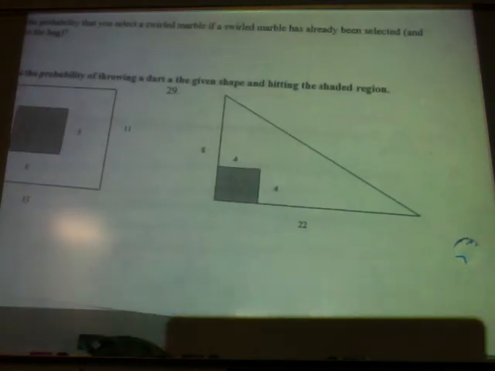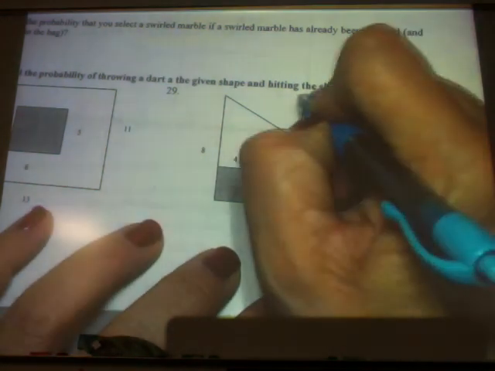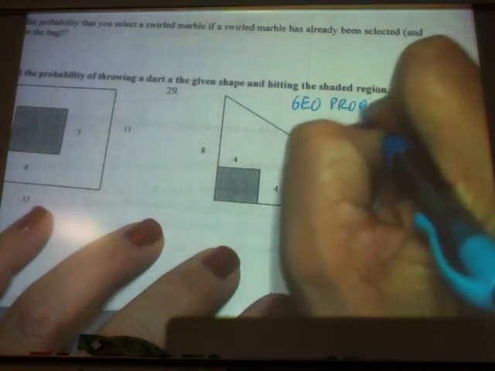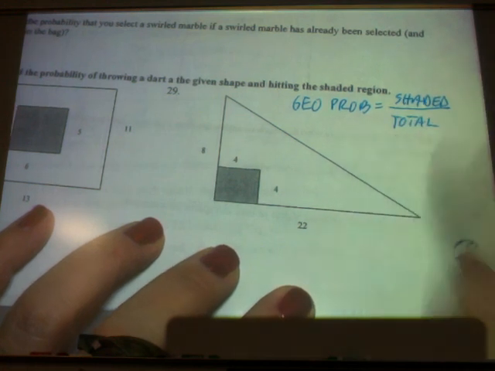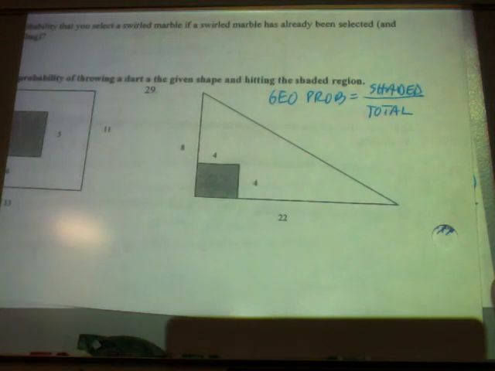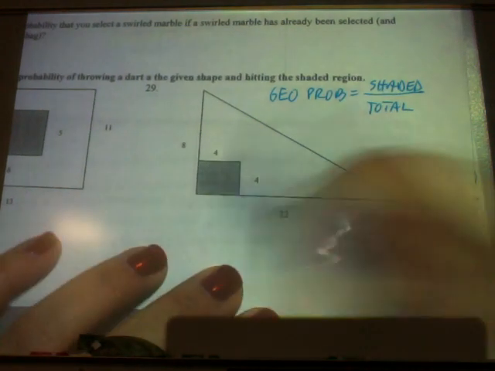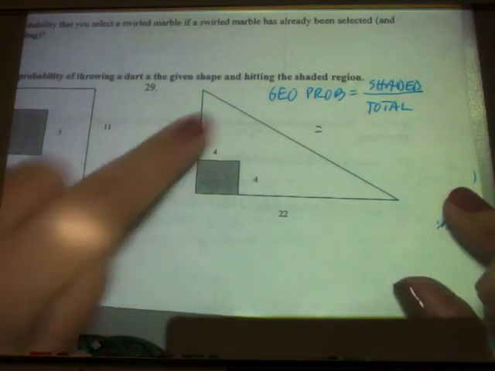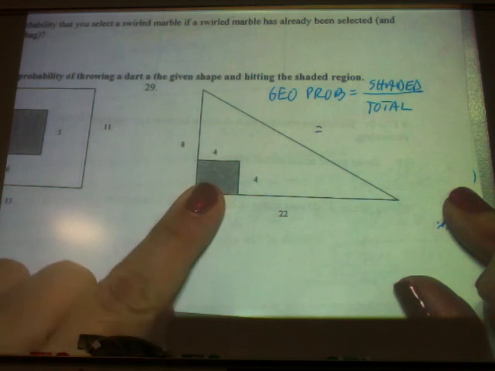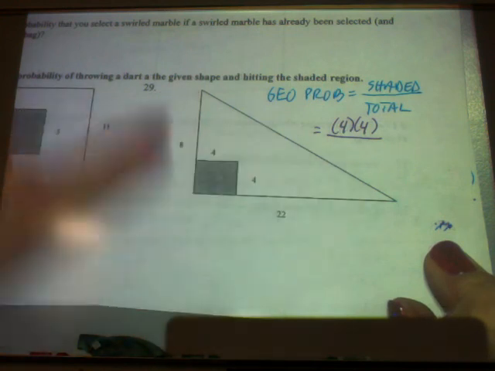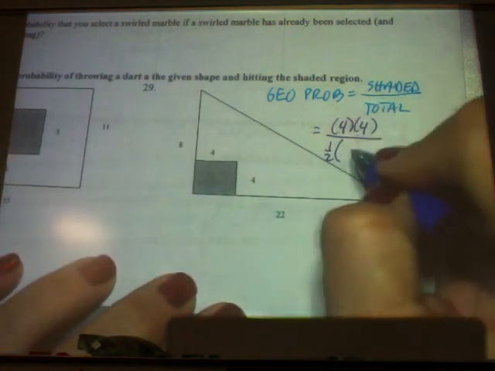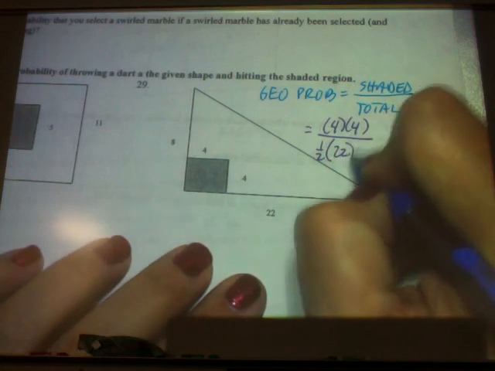Okay, I want to point out something on the back. Look at number 29. Geometric probability is equal to shaded over total. So you have to find the area of the shaded region and divide it by the area of the total region. So on this particular one, the shaded region here is a square, isn't it? It doesn't matter where I put that square in here, it'll be the same probability. How do you find the area of a square? Length times width, which is 4 by 4, divided by, how do you find the area of a triangle? 1/2 base times height. Isn't my base 22 and my height is 8?